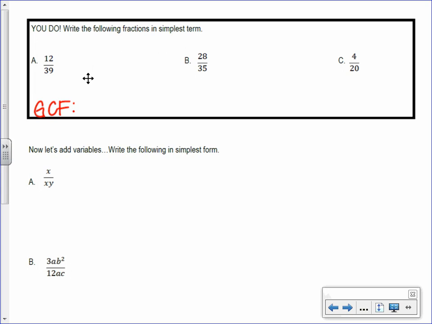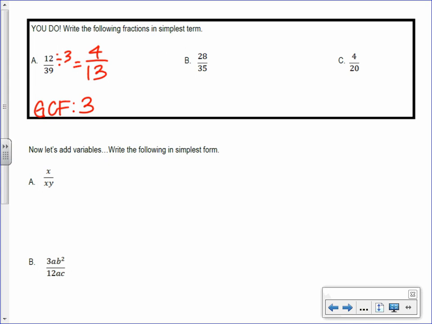If you did it to be 3. Hopefully you got 3. So divide the top by 3. Divide both of them by 3. 12 divided by 3 is 4. 39 divided by 3 is 13. So that's 4/13. The greatest common factor way is the way to do it so you know it's the simplest form.